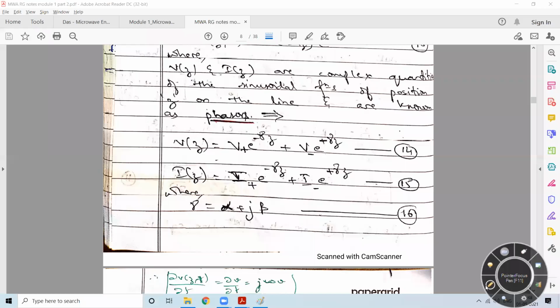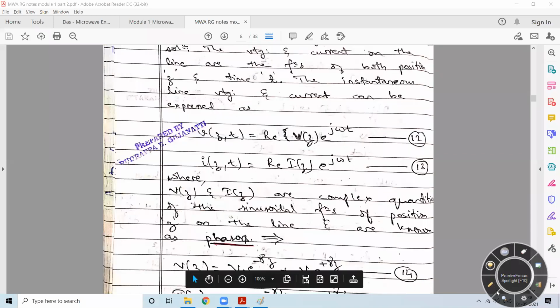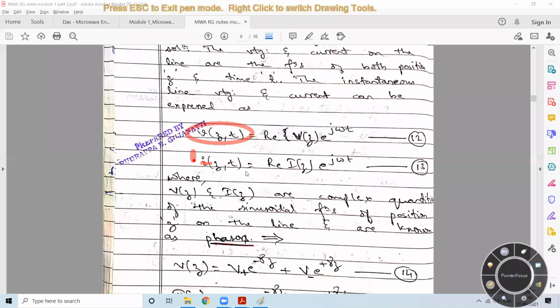Once again, just a repetition over here. We obtained the transmission line equations. For now, we had the instantaneous voltages and currents, represented by equation 12 and equation 13. It is given by the real part of V of z into e raised to j omega t and the real part of I of z into e raised to j omega t, where V of z and I of z are complex quantities.